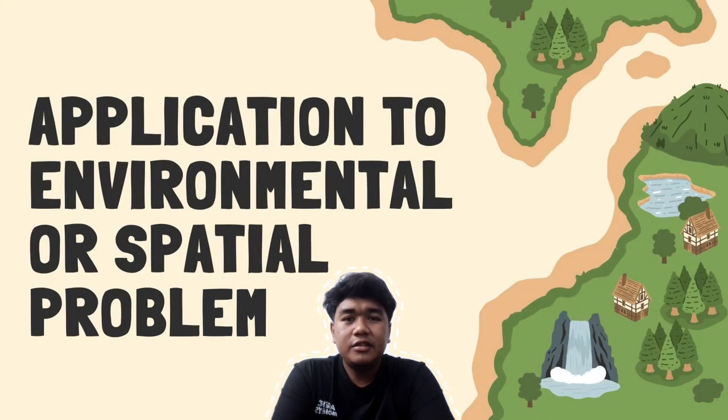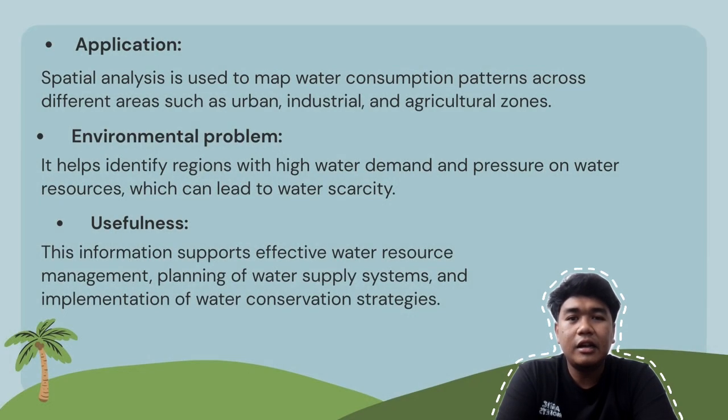Spatial analysis is used to map water consumption patterns across different areas such as urban, industrial, and agricultural zones. It helps identify regions with high water demand and pressure on water resources, which can lead to water scarcity. This information supports effective water resource management, planning of water supply systems, and implementation of water conservation strategies.